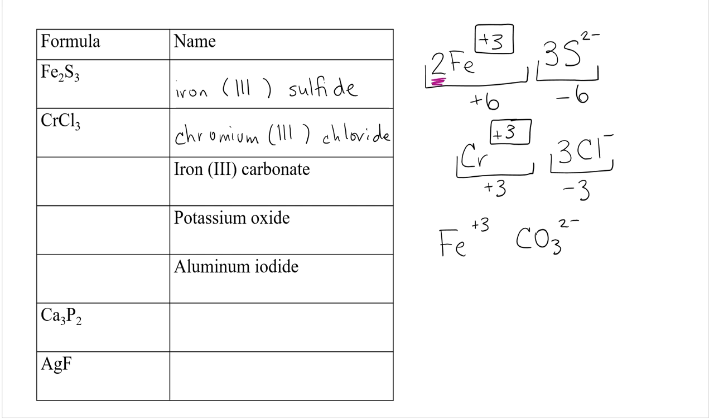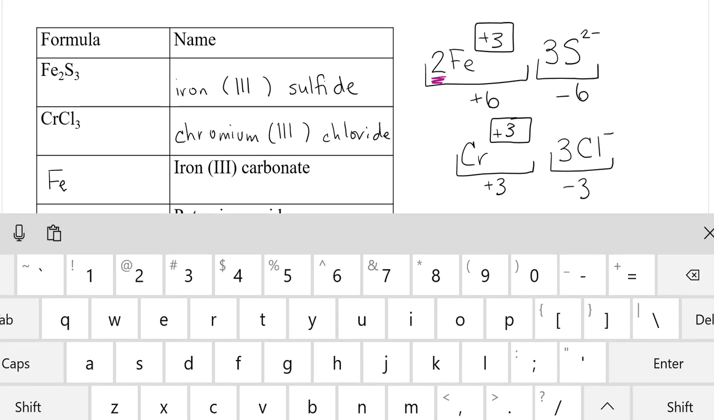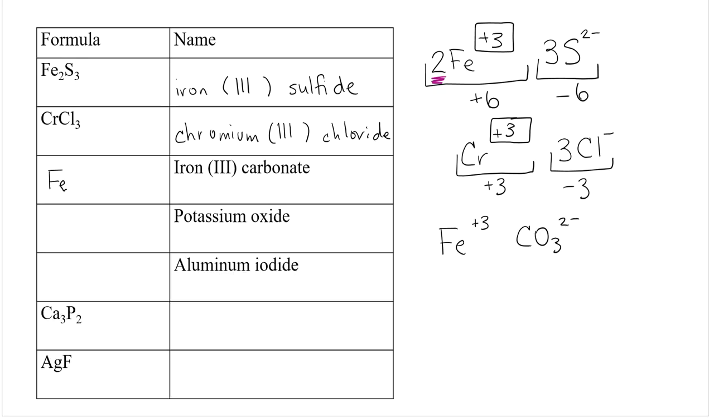Oh, someone's got it, I'm sure. Does anyone want to take a guess? 2 to 3. Beautiful. So we have iron with a subscript of 2, and then we need parentheses for carbonate with a subscript of 3.